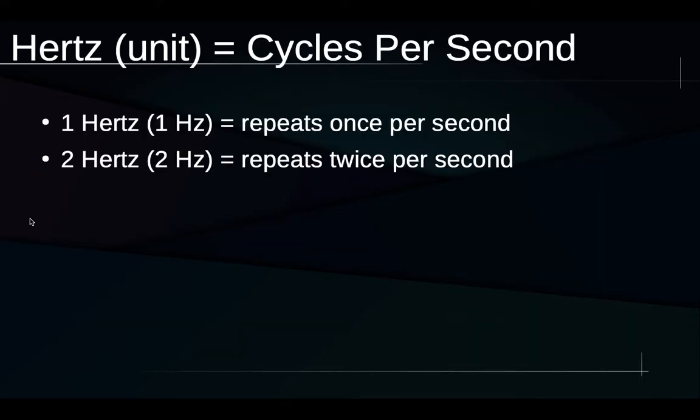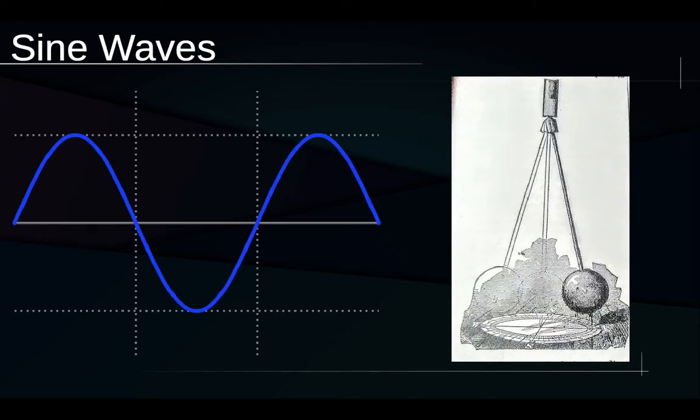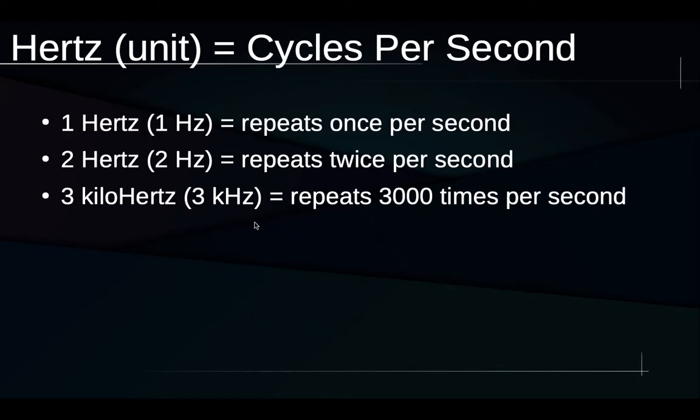If it's at 2 hertz, then the same shape repeats twice as fast. If we go back to our diagram, a 2 hertz sine wave, if you follow my mouse, might look something like this, repeating the same shape but twice as fast. We'll also often use the unit kilohertz, abbreviated kHz, which means 1,000 hertz. So a 3 kilohertz sine wave repeats that shape 3,000 times per second.